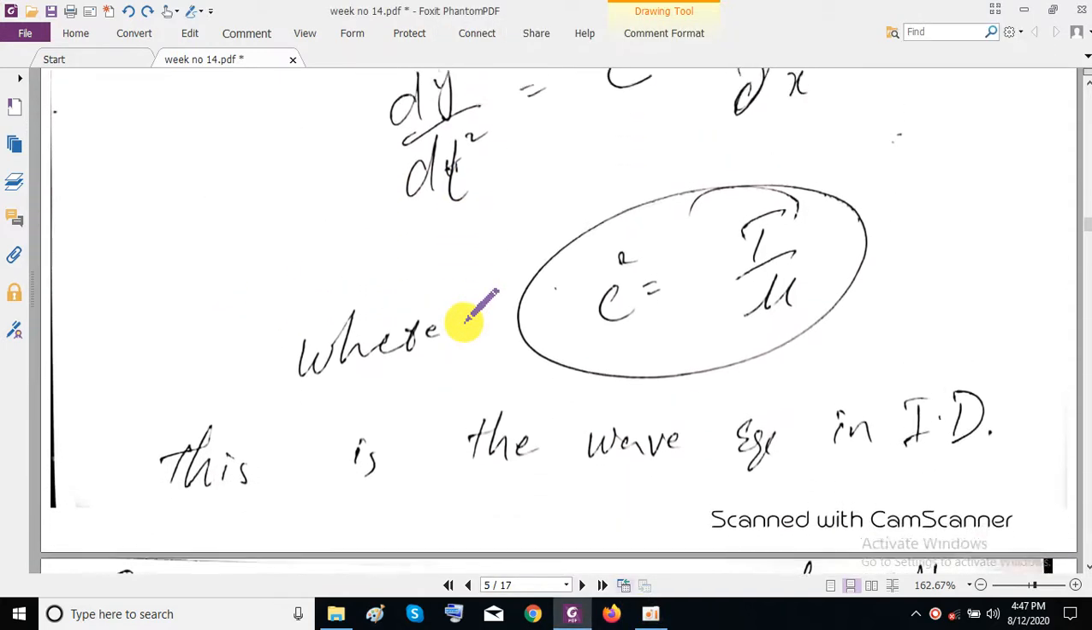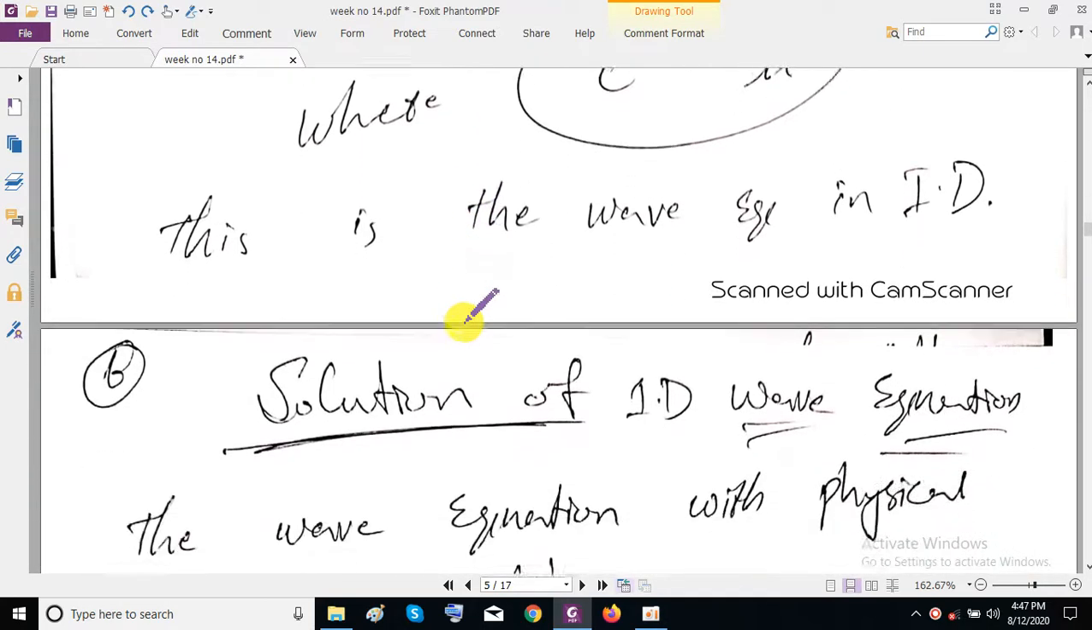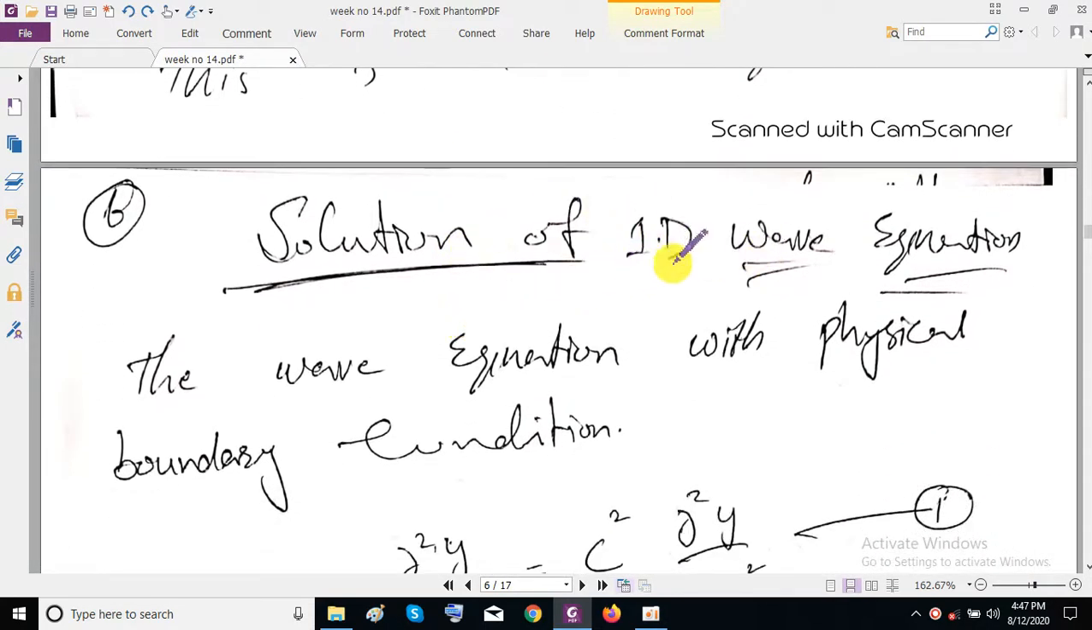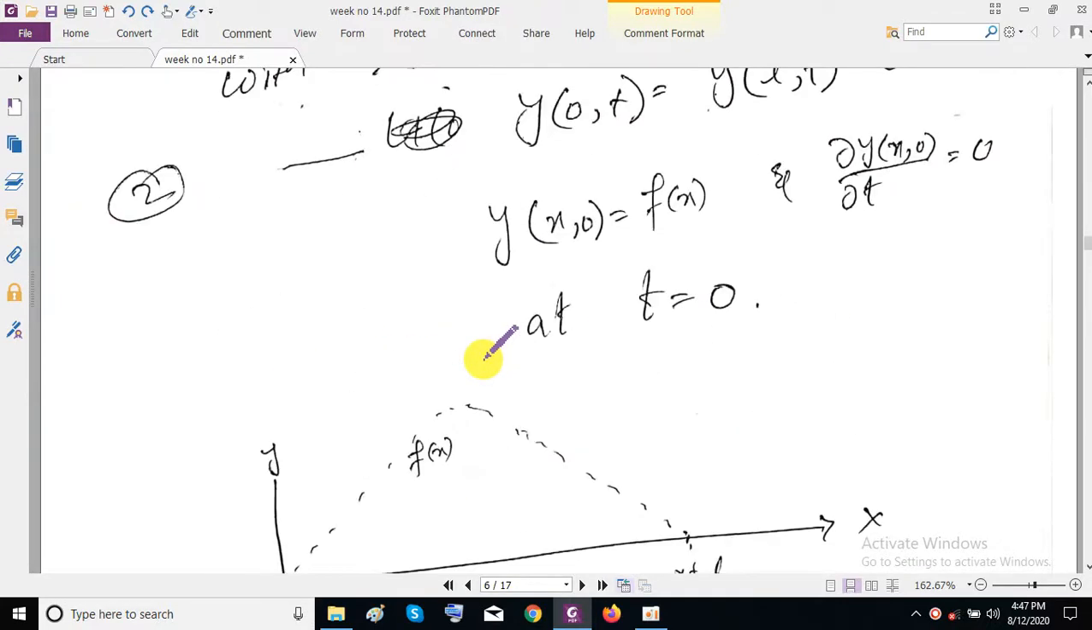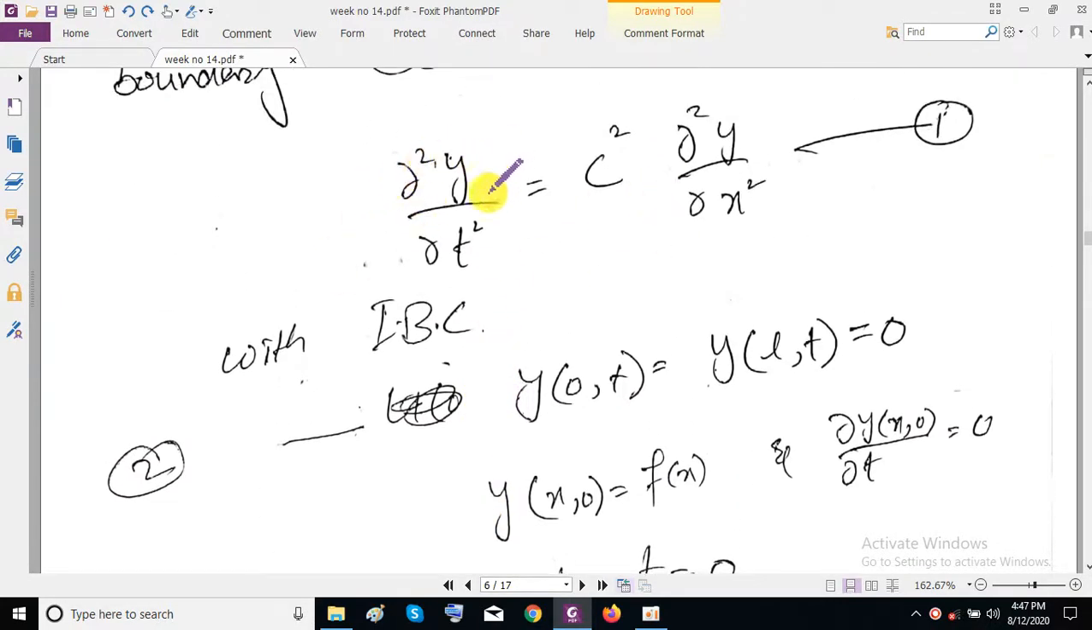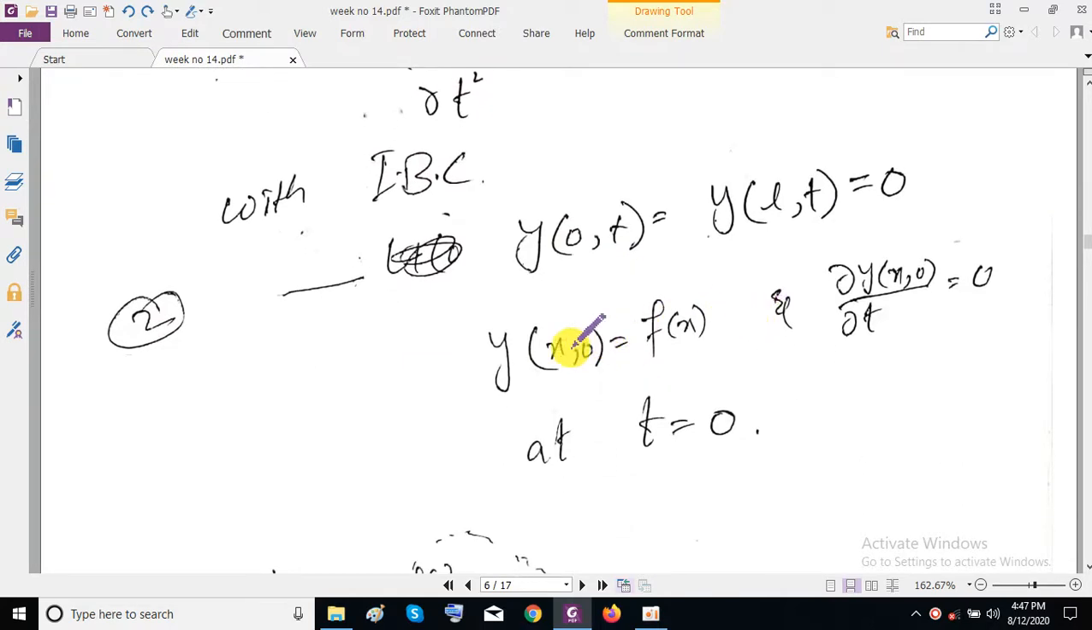OK, so now dear student, let's begin the solution for our 1D wave equation. OK, the wave equation with physical boundary conditions. Now this is the wave equation, partial square y by partial t square equal to c square partial square y by partial x square, with initial and boundary conditions. This is the wave equation, but what is meant by this initial and boundary condition? This is the initial and boundary condition.